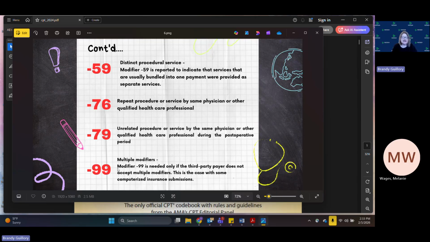Okay. And number 99, multiple modifiers. All right. So on a claim form, there's only a certain number of spaces for modifiers. When you have more than what is allotted, you're going to use 99. It's not often. Okay. I don't think that I've ever filed a claim with a 99 in 10 years. So it's not used often, but it is there in the event.